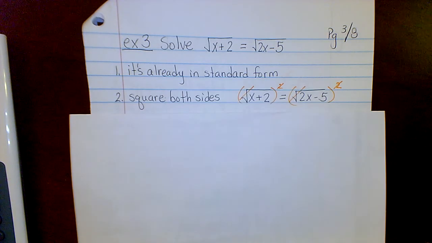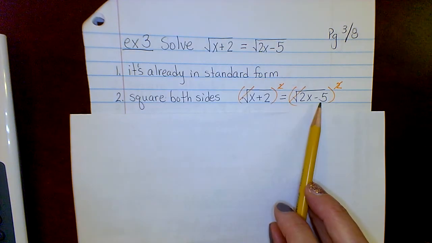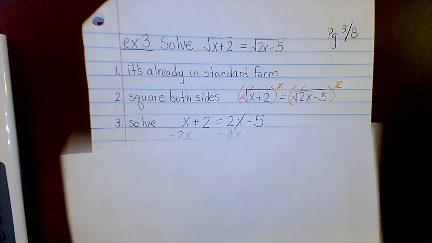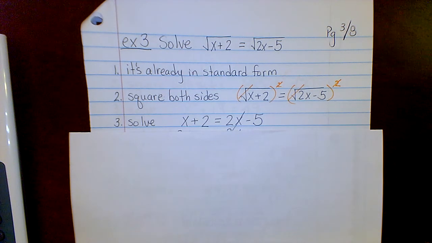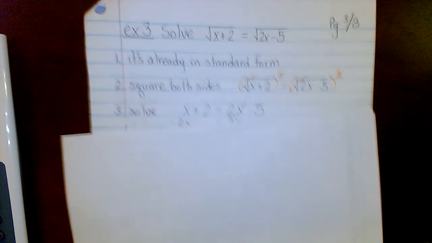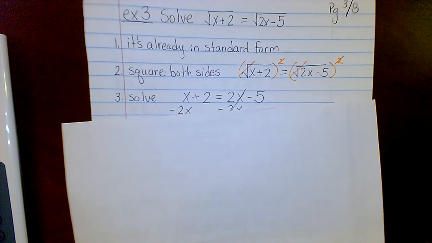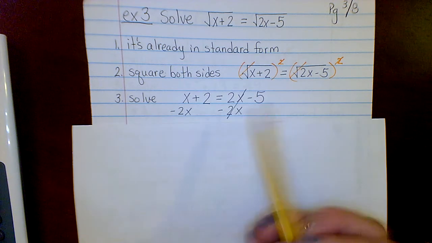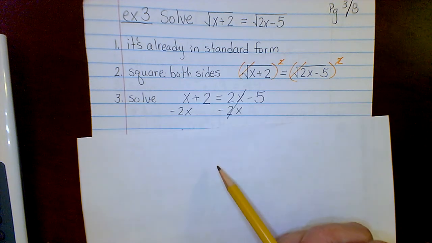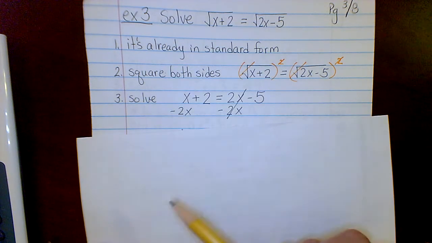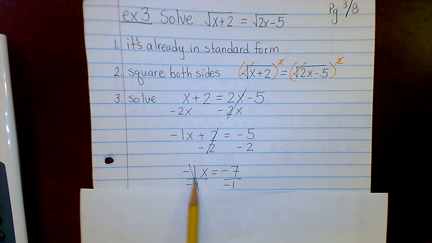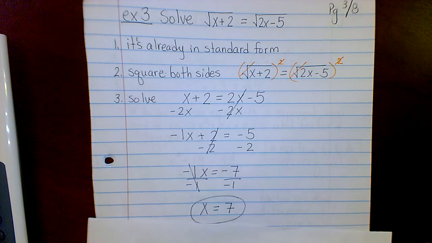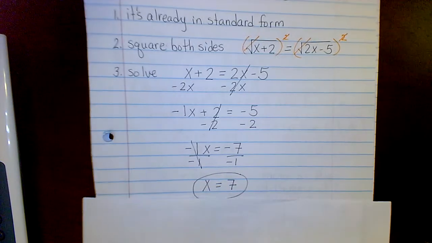So I'm going to square both sides. Check it out. I square both sides. Both radicals go away. And I end up with x plus 2 equals 2x minus 5. In chapter 2 is where we solve equations like this. So you've got to get the variables on one side, constants on the other. I'll subtract 2x from both sides, and then I'll subtract 2 from both sides. I get negative 1x equals negative 7, so I'll divide by negative 1. I get x equals 7.